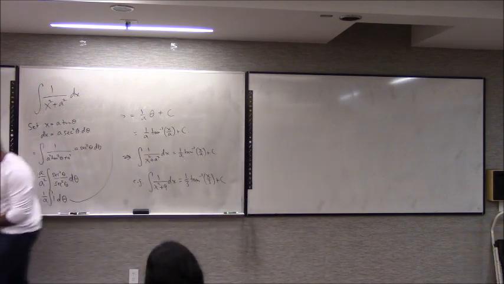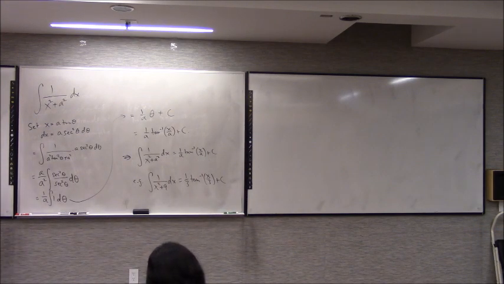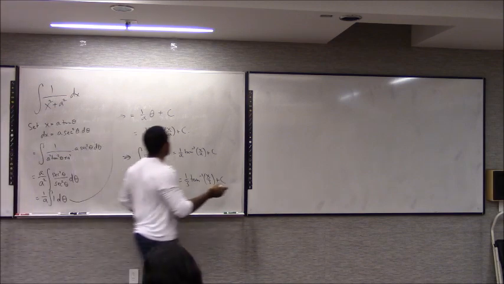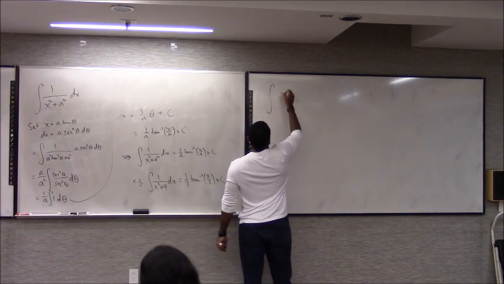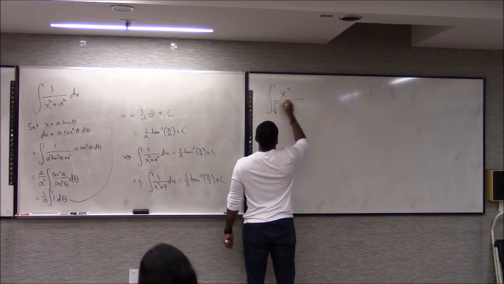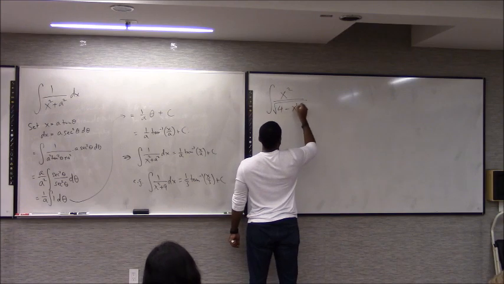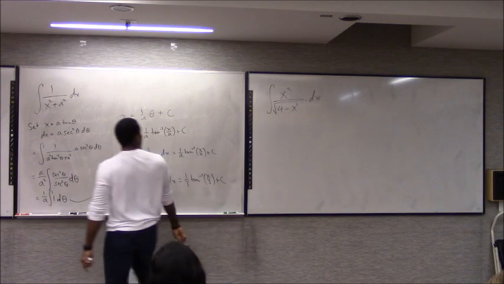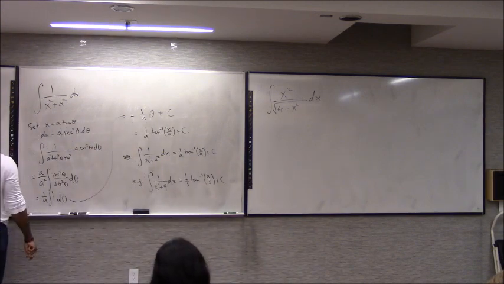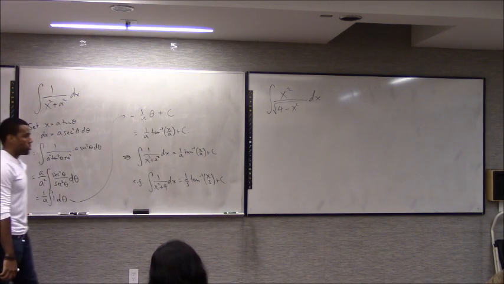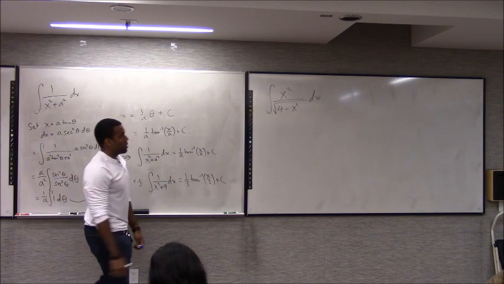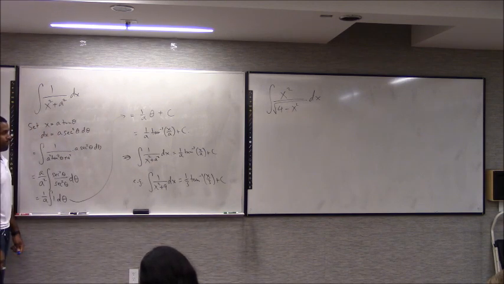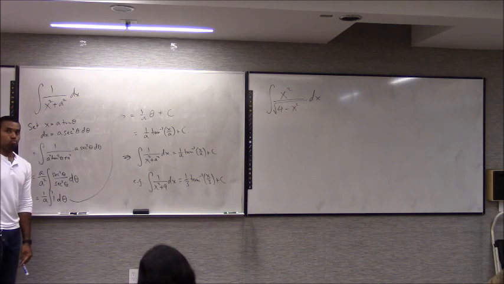Let's do something a little more interesting. Let's look at this one. The integral of x squared over the radical of 4 minus x squared dx. Let's finish copying.